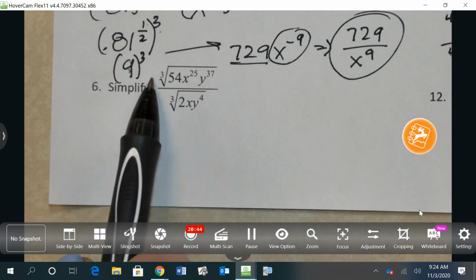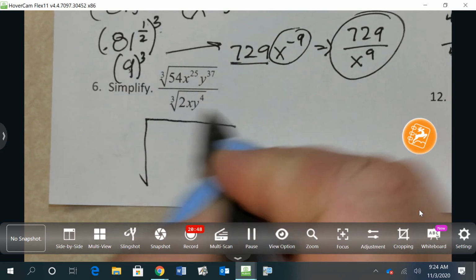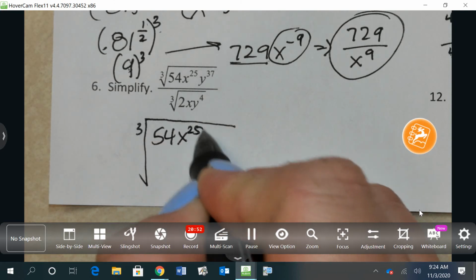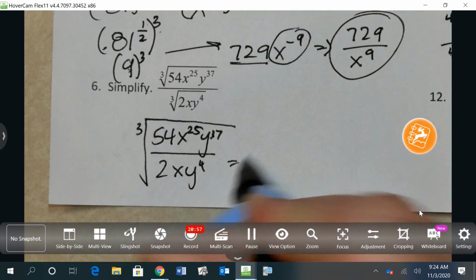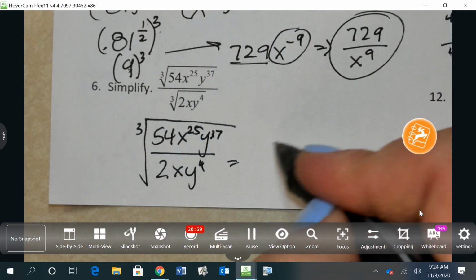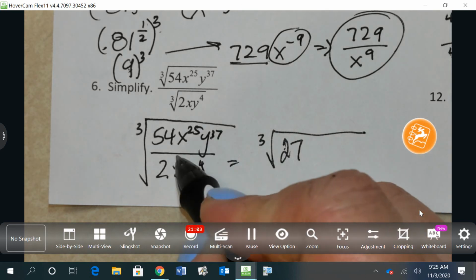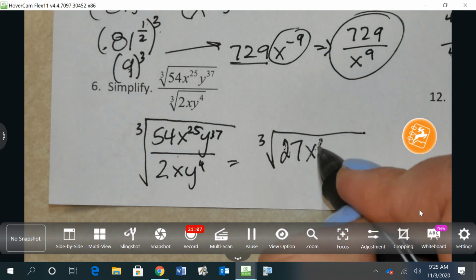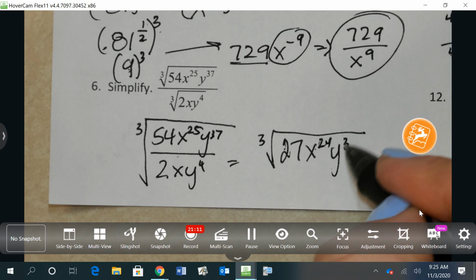Again, when you have the exact same exponent, I get to keep it and I get to do the work on the inside here. So 54 divided by 2 is 27. Same base dividing, I can subtract 25, subtract 1 is 24. And 34 subtract 4 is 33.